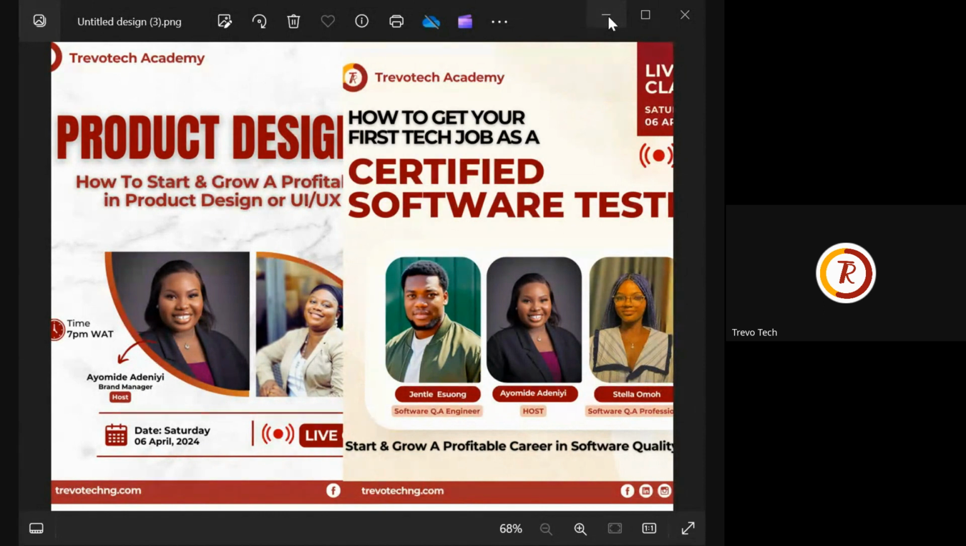Now, once you pay, you also get certification for both software testing and UI UX. UI UX training and mentorship only is 65,000 naira. That's 6 months altogether, because the training is 3 months and the mentorship is another 3 months. If you want to do an internship after your training, we also do internship.